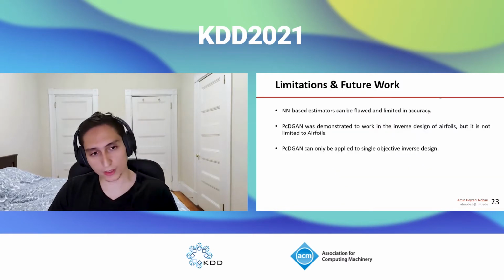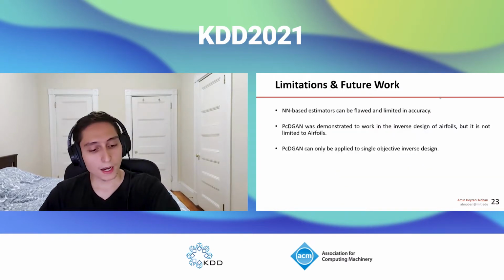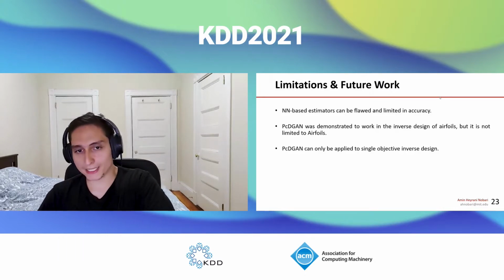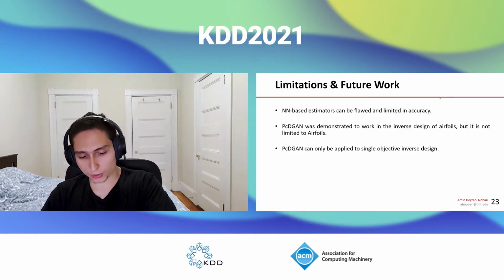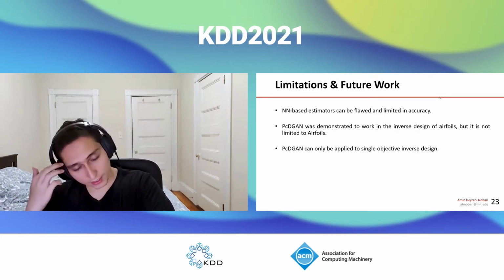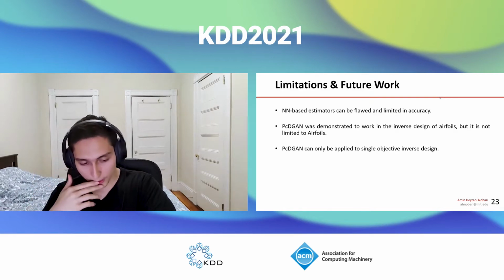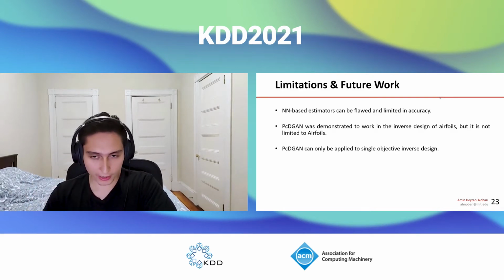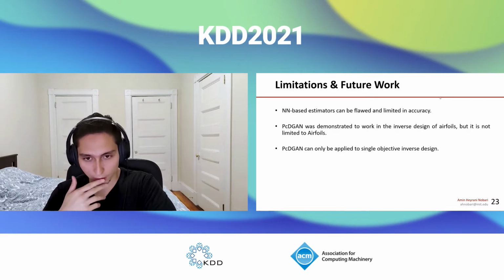And finally, it's important to mention the limitations. So clearly using a neural network-based estimator can be flawed because it may not translate to real-world performance. And this is something that we intend to address in the future by improving estimators and coming up with ways to quantify uncertainty in the estimator to build that into the model.